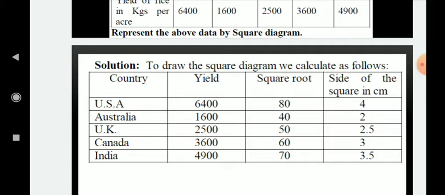Then you have to take into consideration certain measurements, that is, you have to take a scale. See, 80, 40, 50, all these are based upon a certain scale. You have to convert them into centimeters. That is, if I take 20 units equals 1 centimeter, then 80 units means how many? 80 divided by 20, that is 4. I'll show you the calculations here.